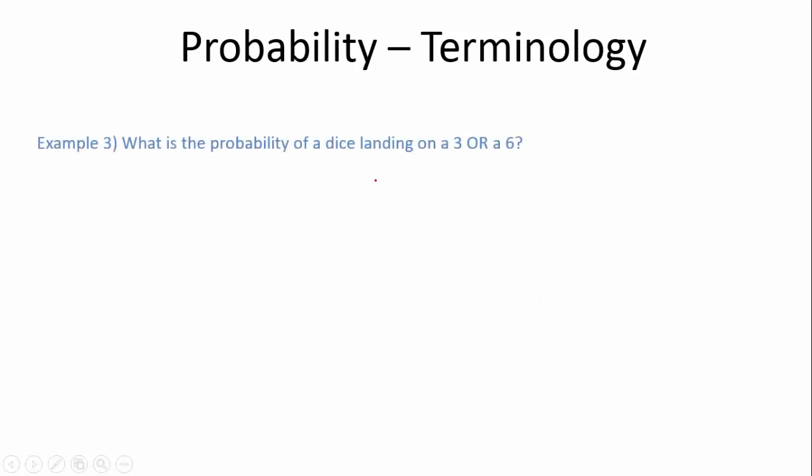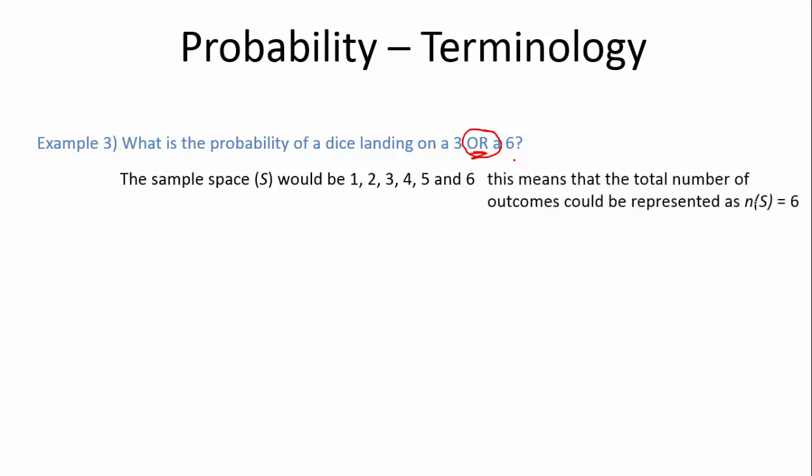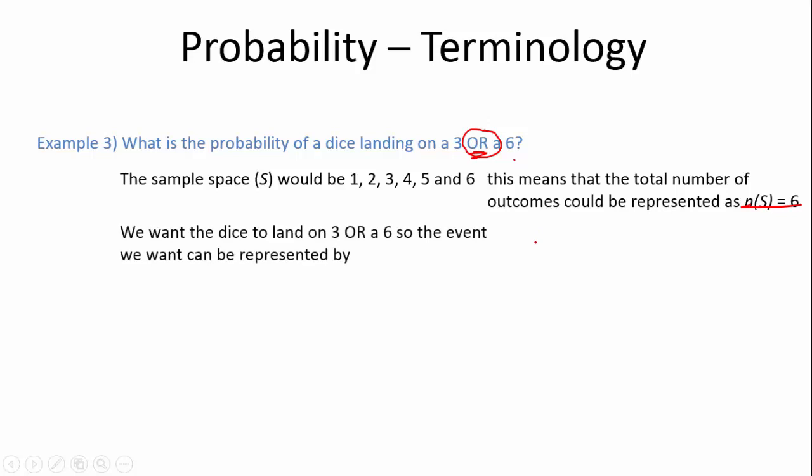Let's just have a look at another example, very similar. What is the probability of a dice landing on a 3 or a 6? You're going to see where this all comes into play soon. So we could have two possible outcomes here. The sample space again would be 1, 2, 3, 4, 5, 6. It could land on any one of those. So again, n(S) is equal to 6, the number of samples. So we want the dice to land on 3 or 6. So the event we want can be represented by n(E) equals 2, because there are two possible events that we want.